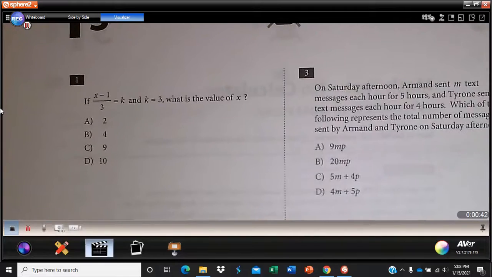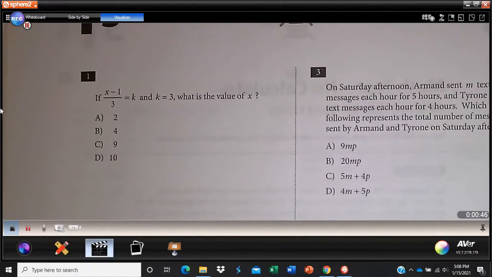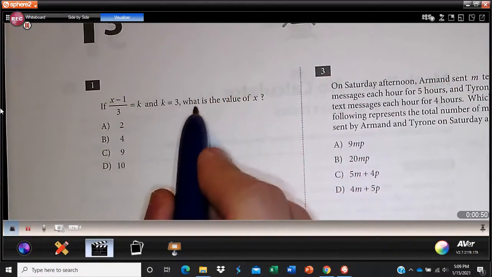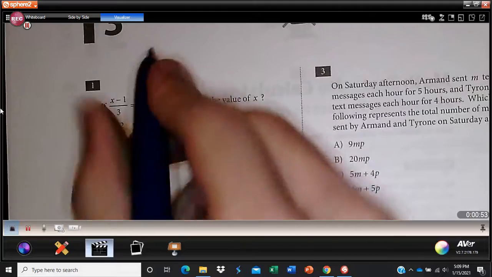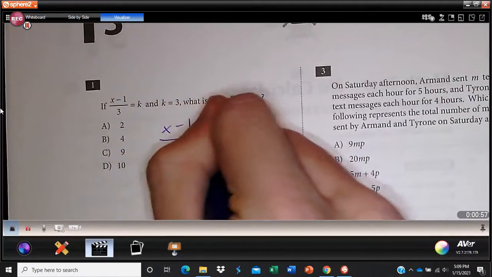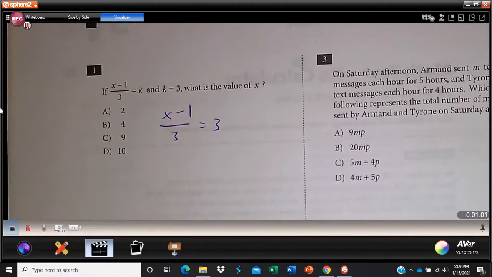The only rule regarding equations is whatever you do to one side, you have to also do to the other in order to maintain the equality. So first things first, they say that k is equal to 3, which means I can just plug that in. So let me do that now. X minus 1 over 3 is equal to 3. Okay, and now I just need to solve this for x.